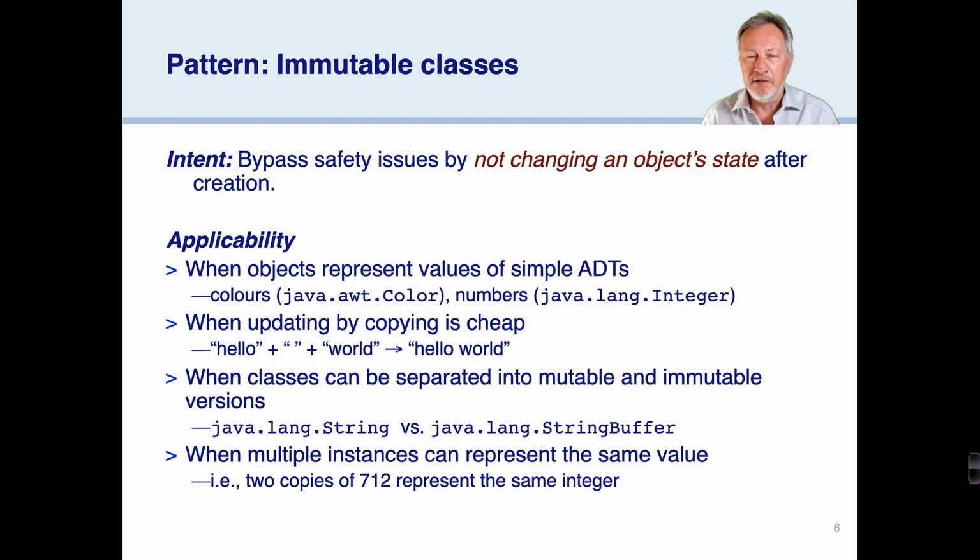So a very good example is the string data type in Java. Strings in Java are immutable. So once you've created a string, you cannot modify it. The only way you can get a modified value is by creating a new value which is derived from the original one.